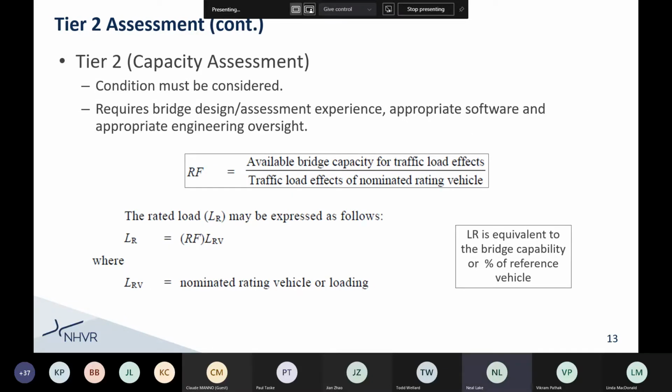So in Tier 2 assessment, generally you would hear people refer to this as capacity assessment, because we're assessing the capacity of individual elements. What's really important is that condition must be considered, right? You really shouldn't be doing a Tier 2 assessment unless you understand the condition of your structure. And the fundamental building blocks of that, as I've said before in previous webinars, is the level 2 condition inspection, which is pretty predominant throughout Australia, using a 1 to 4 rating.